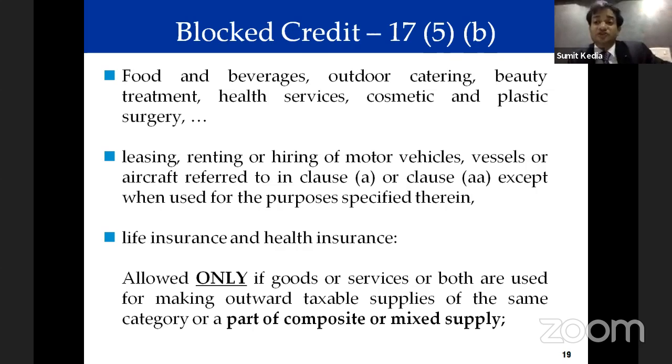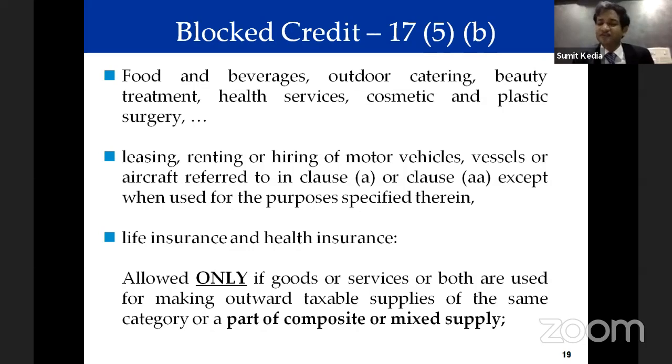Similarly, we saw the same logic was applied in the case of repair and insurance. Example, I take an Ola or lease a vehicle for 2 days for use of my employees, or let's say for an outstation visit of my employees. In that case, ITC will not be eligible, because leasing, renting, hiring of motor vehicles, ITC is not allowed, subject to it as referred in A and AA.